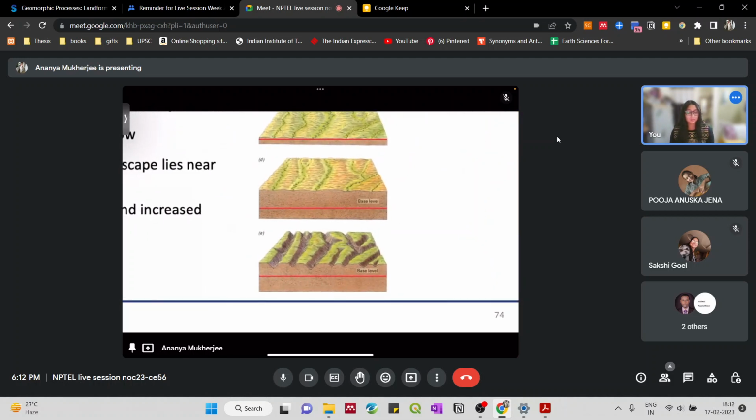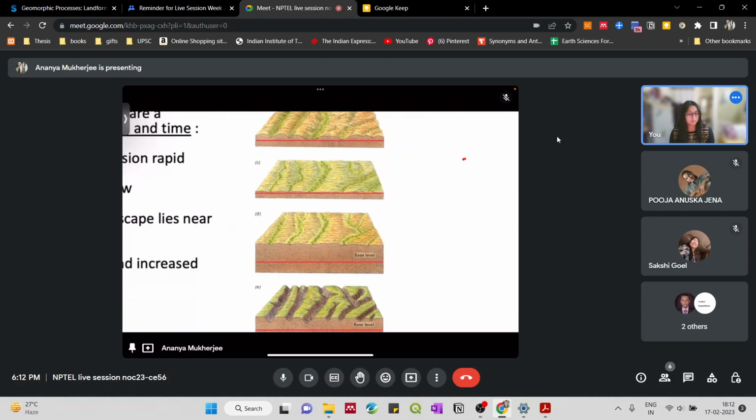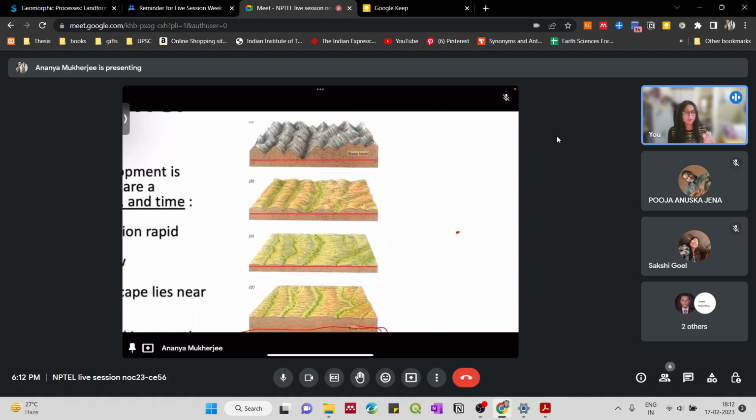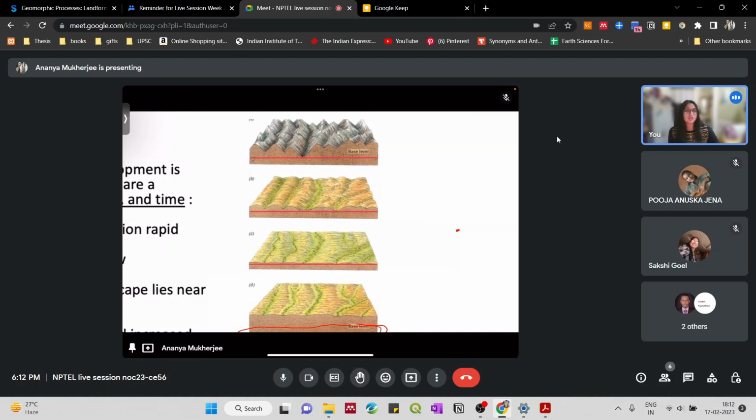Okay, so suppose, as you can see, the red line indicates the base level. Base level as in, say, MSL, like mean sea level, or datum. You can see that with time, with erosion, and with the increasing stages of the geographic cycle, the top surface of the earth is going towards the base level.